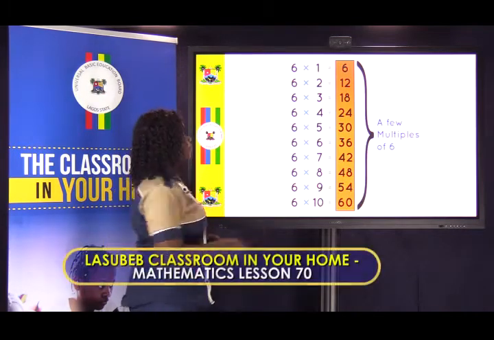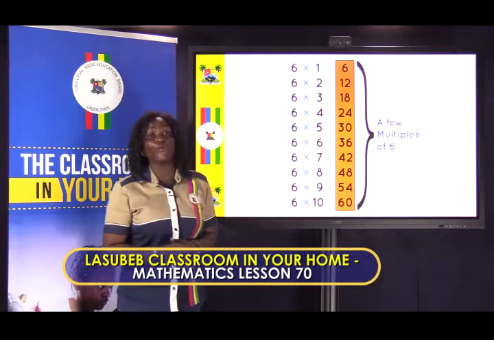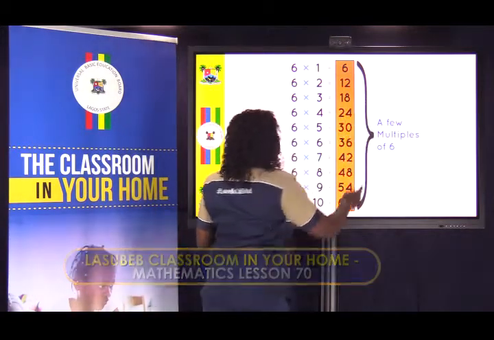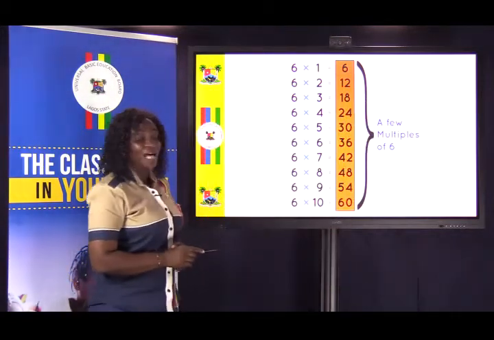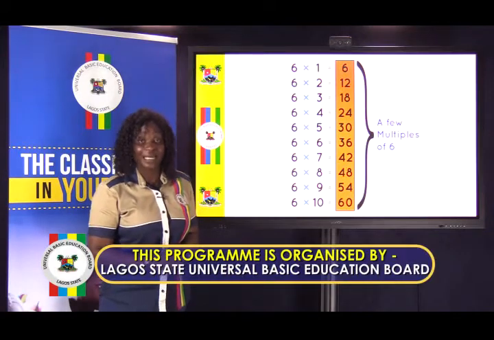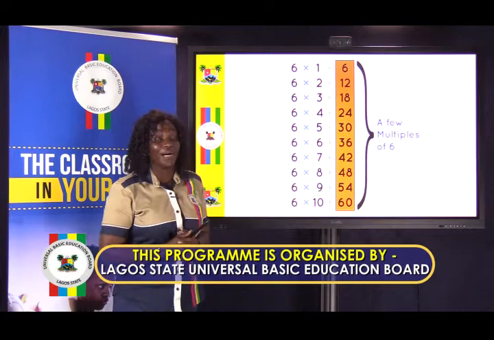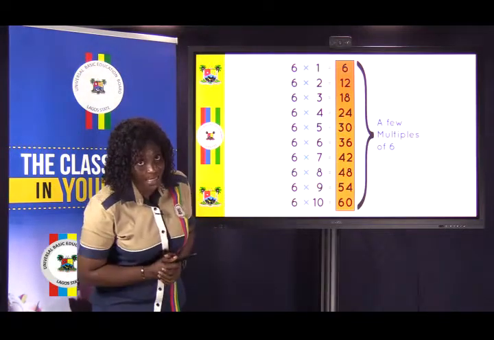There's something common to all these numbers. We were using 6 to multiply them. And everything we get while multiplying by 6 are the multiples of 6. Every number we get while multiplying 6 with another number are the multiples of 6.